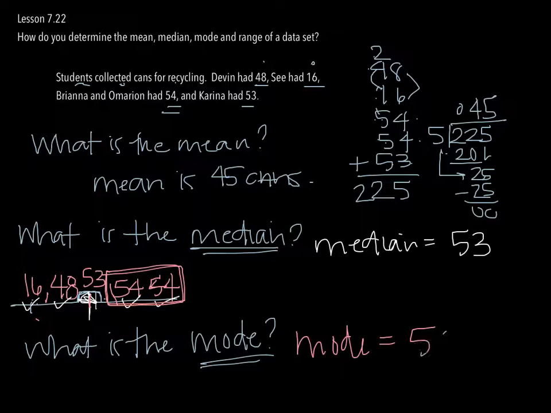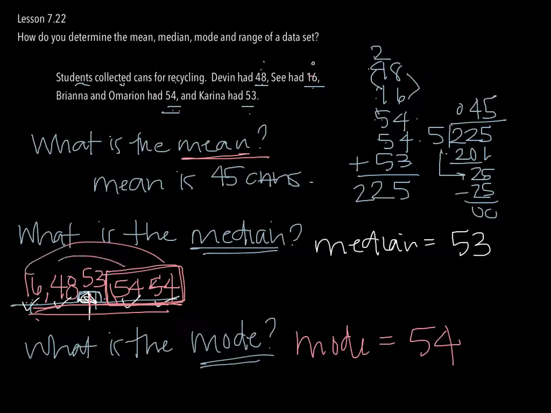So our mode equals 54. So when we look at mean, how we determine it is we add up all the numbers and divide by the number given. So we add up 48 plus 16 plus 54 plus 54 plus 53 and divide by 5. Median is going to be the middle number. We put them all in a row and then go whoop, whoop, and whichever one is remaining is the median. Sometimes, boys and girls, if there's an even number, to find the median, we add the two middle numbers together and divide by 2.